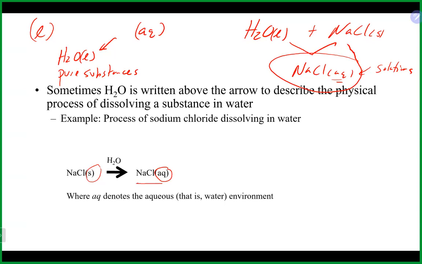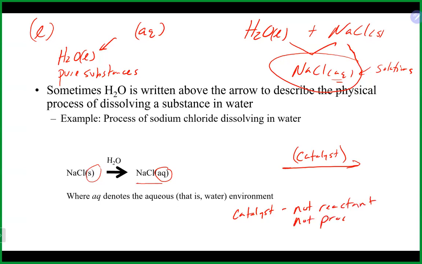Other questions? Okay. Other things that we sometimes will also see, speaking of the arrow, is that above the arrow, things that are catalysts will be written. And a catalyst is not a reactant. It's not a product. And it does not get used up.